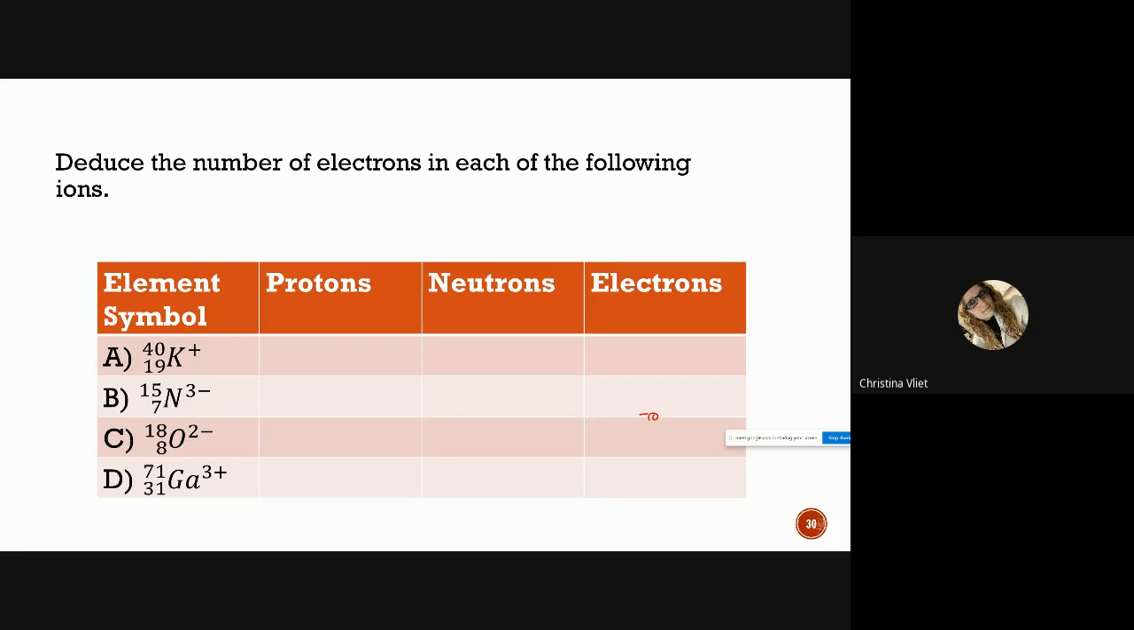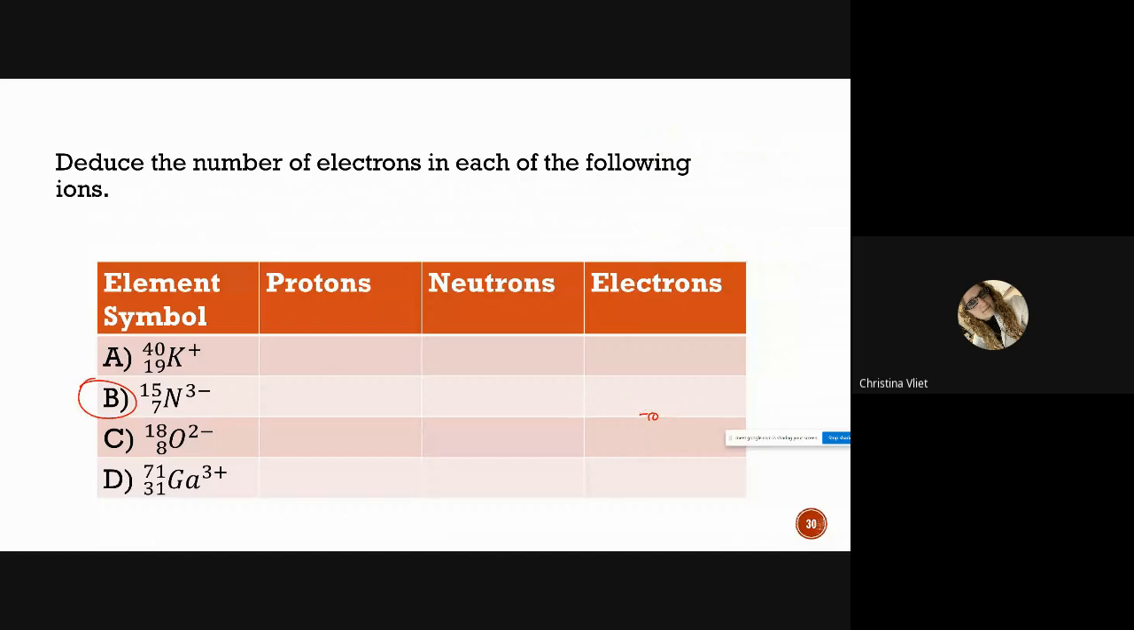Anybody recognize A? Literally the answer to the bell work. So I'm not gonna show you A, I will show you B, and then I'm gonna ask for you to do C and D and show it to me by the end of class. So I'm gonna show you B real quick. What I'm asking for here is the amount of protons, neutrons, and electrons.